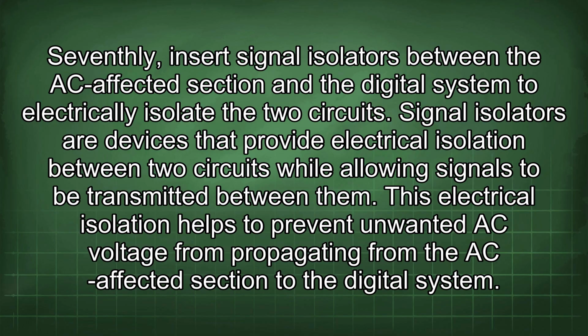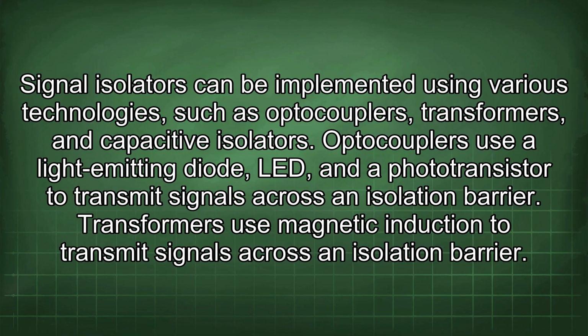between the AC affected section and the digital system to electrically isolate the two circuits. Signal isolators are devices that provide electrical isolation between two circuits while allowing signals to be transmitted between them. This electrical isolation helps to prevent unwanted AC voltage from propagating from the AC affected section to the digital system.